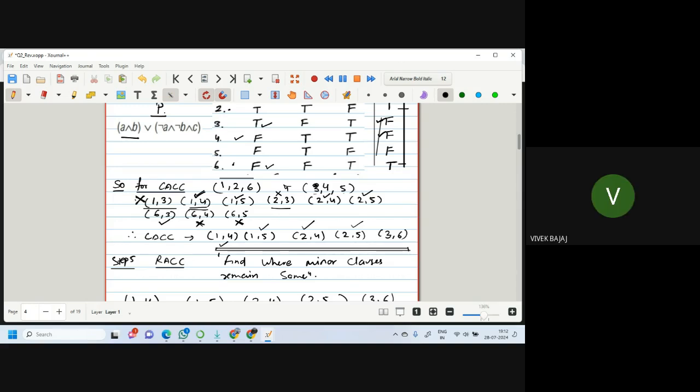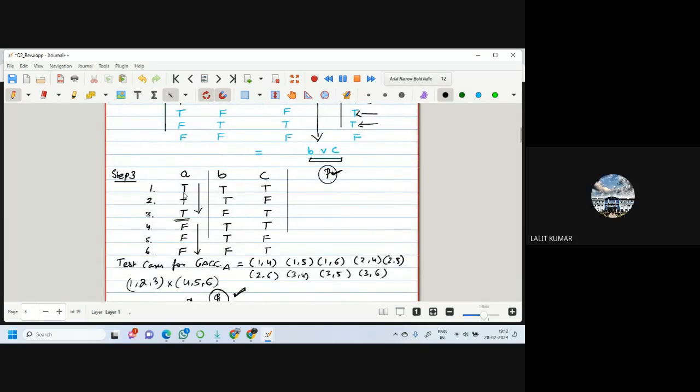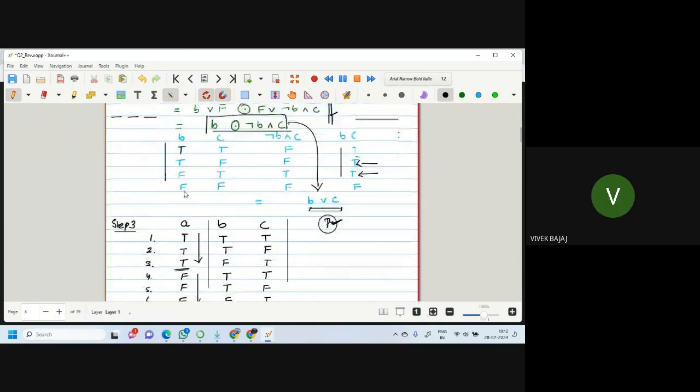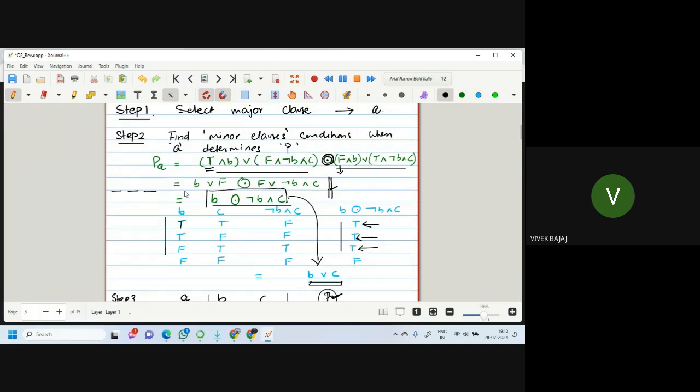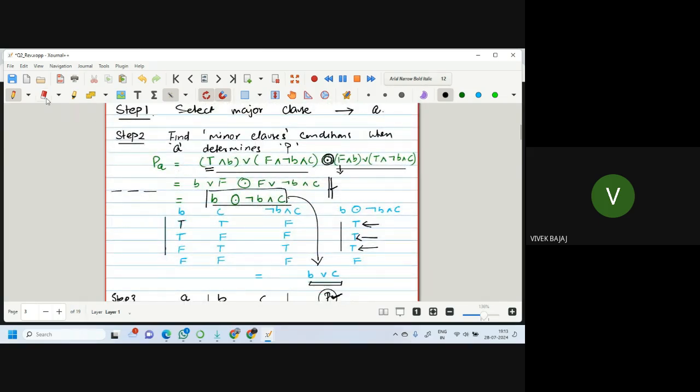Yeah, CACC is very clear, perfect. But if you can just go up to the GACC. Yes. So just go up. My first question is, what logic do you use to determine this? This one, B or C? Okay. So how do we do that?